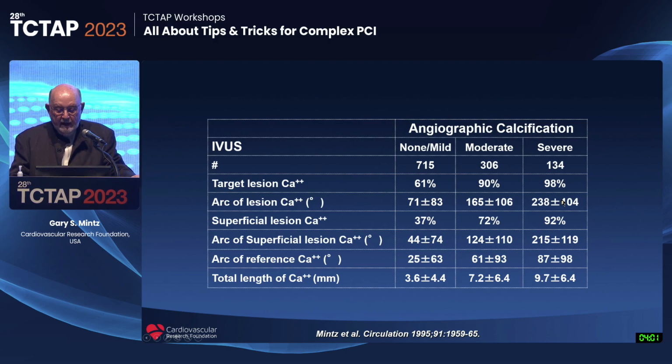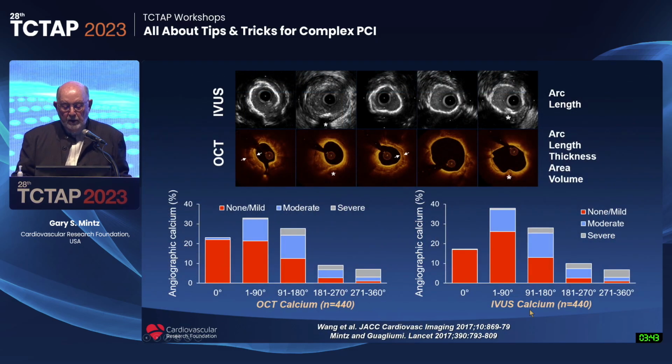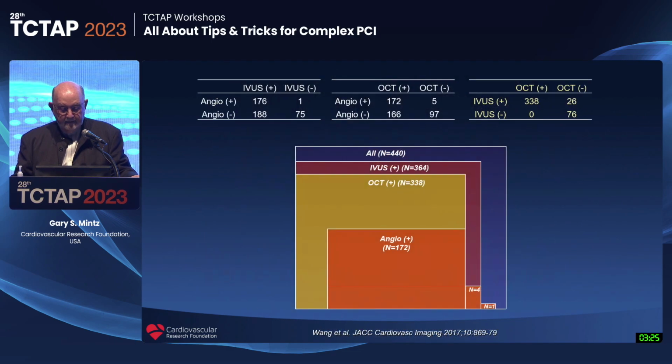And when you're dealing with severe calcium, you're dealing with an arc of lesion calcium of about 240, an arc of superficial calcium of 215, and significant lengths of calcium. And of course, IVUS looks at the arc and the length. OCT can look at the arc, length, thickness, area, and volume. And so when we look at IVUS, OCT, and angiography, while the detection of calcium is the same by OCT as it is by IVUS, the ability to look at thickness, area, and volume is a clear benefit for OCT.